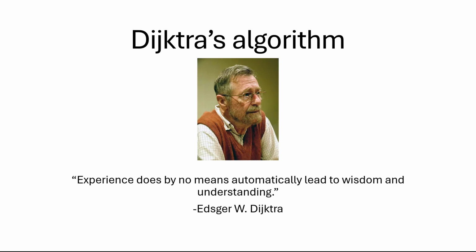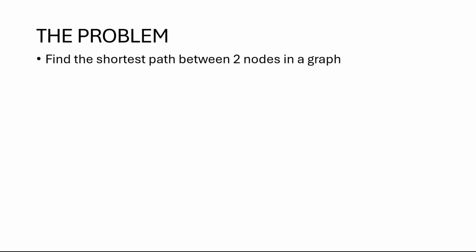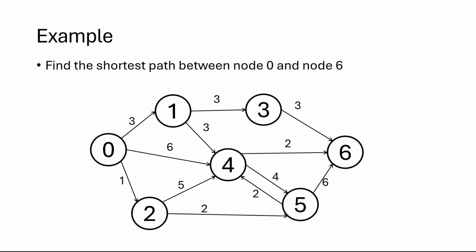Hello! Let's look at Dijkstra's algorithm. The problem we'll be solving is finding the shortest path between two nodes in a graph. For example, in this graph we are tasked with finding the shortest path between node 0 and node 6.